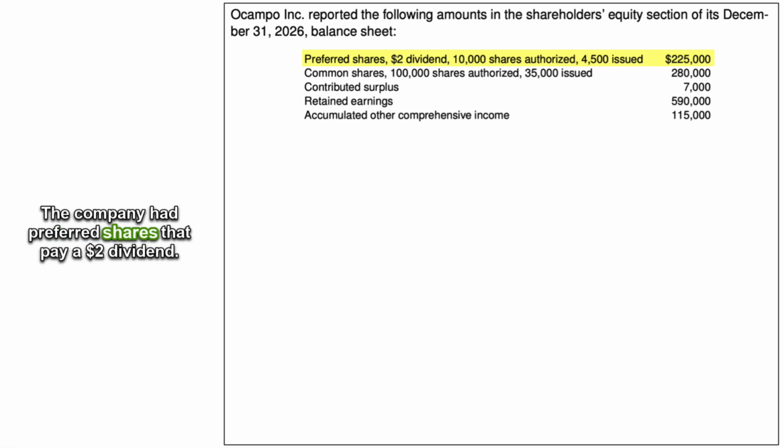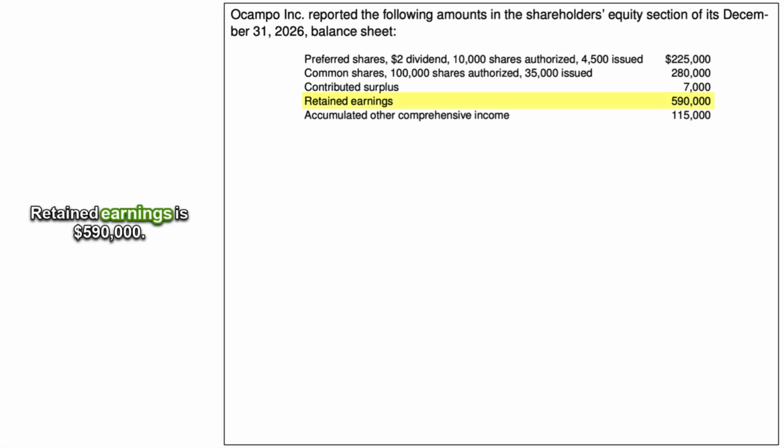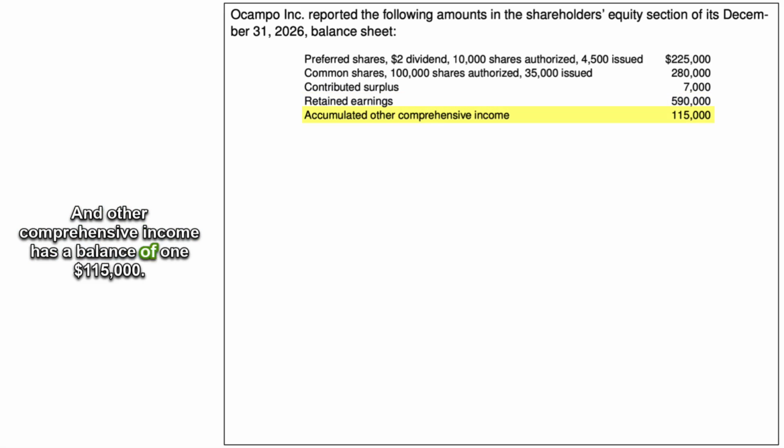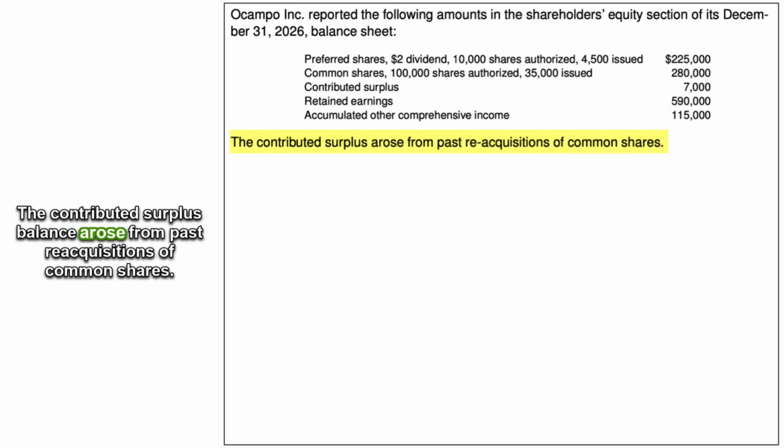The company had preferred shares that pay a $2 dividend, 10,000 shares were authorized and 4,500 issued. The carrying value is $225,000. The company had common shares, 100,000 authorized, 35,000 issued, with a carrying value of $280,000. There's an existing contributed surplus balance of $7,000. Retained earnings is $590,000. And other comprehensive income has a balance of $115,000. The contributed surplus balance arose from past reacquisitions of common shares.